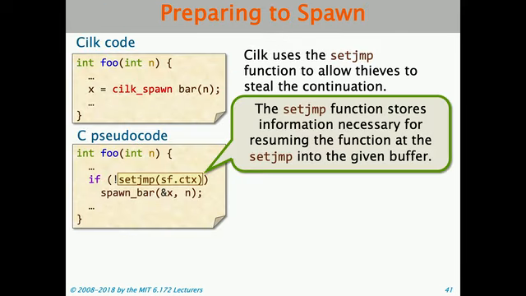Fast forward a little bit, and foo encounters this call to Cilk spawn of bar. And in the C pseudocode that's compiled for foo, we have a set jump routine. This set jump is kind of a magical function. This is the function that allows thieves to steal the continuation. And in particular, the set jump takes as an argument a buffer. In this case, it's the context buffer that we have in the Cilk RTS stack frame. And what the set jump will do is store information that's necessary to resume the function at the location of the set jump. And it stores that information into the buffer. Can anyone guess what that information might be?